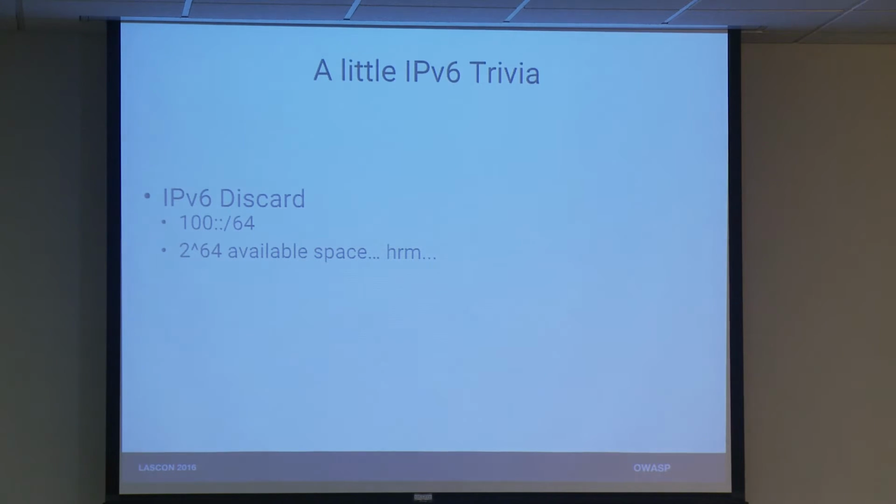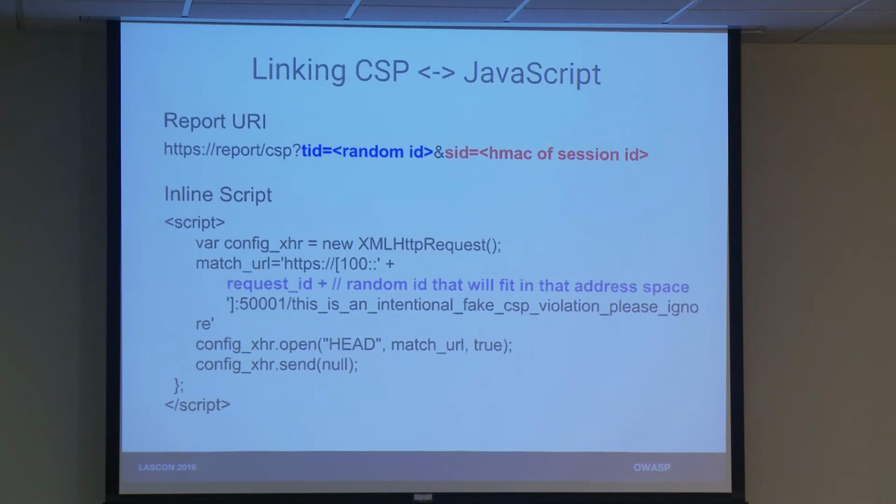So a little bit of IPv6 trivia. There's a discard address space. It's 2^64 addresses. It is not routable. So we wondered what happens if you make a CSP violation to this, or a connect-src to this. And so what we do is we build our request ID so it fits in that space. We make an intentional violation to that space. And if you see, the port number can also be specified. So that's a couple extra bytes if you needed more address space to specify something.